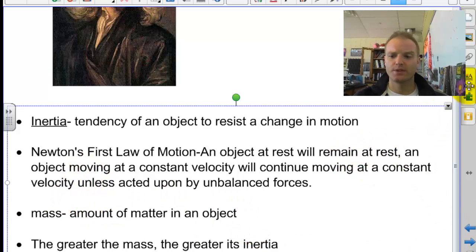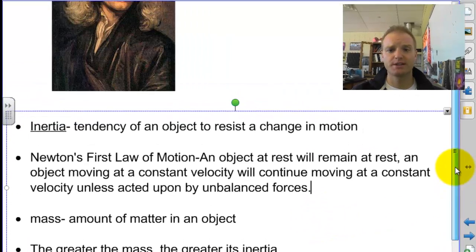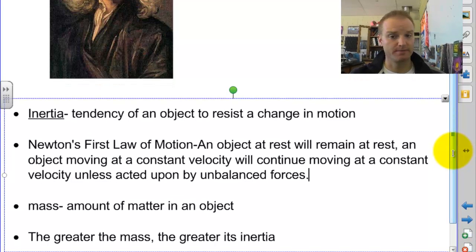Now, things that can affect inertia. There's one really big thing that affects inertia, and that's the idea of mass, the amount of matter that is in an object. The greater the mass, the greater the inertia. So once you get that truck moving, it wants to keep moving. Once a truck is stopped, it wants to stay stopped. It's harder to get moving, and it's harder to stop the bigger the object. We'll talk more about that in class as we go on. That's the basis of it, that mass really does affect an object's inertia, or the resisting of that change in motion.